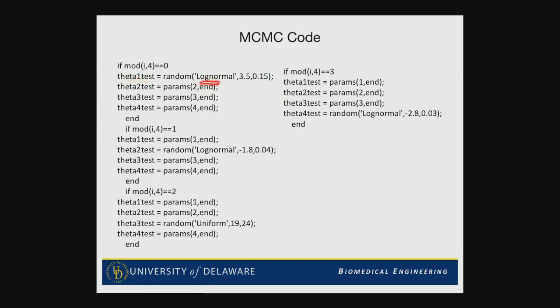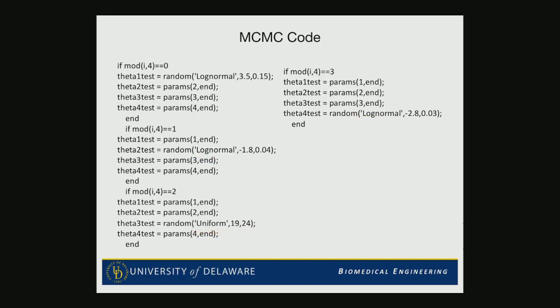I used a log normal prior. 3.5 is the log of the initial guess. 0.15 is a nice wide range. I played with that till I got it wide enough so that it was non-informative. Same story for the prior distribution for the other parameters, except for the parameter for the switch time.